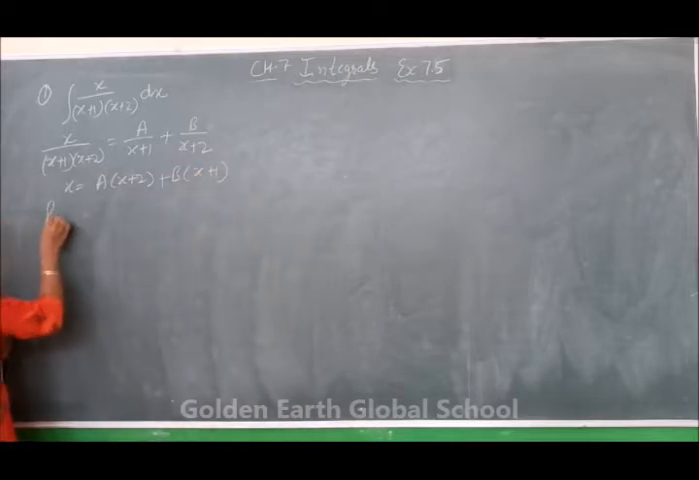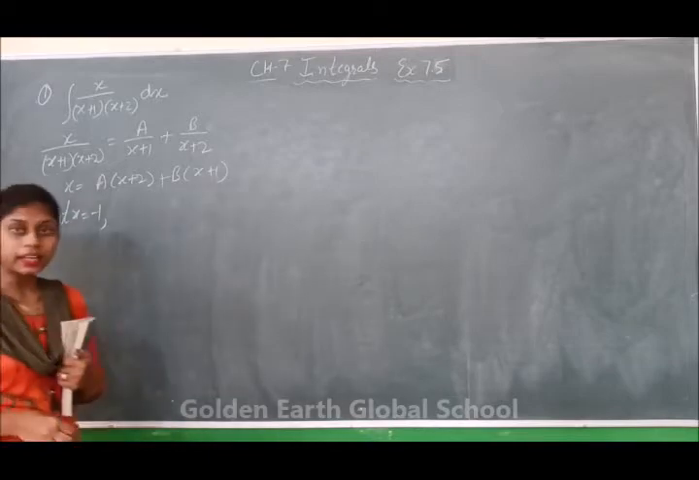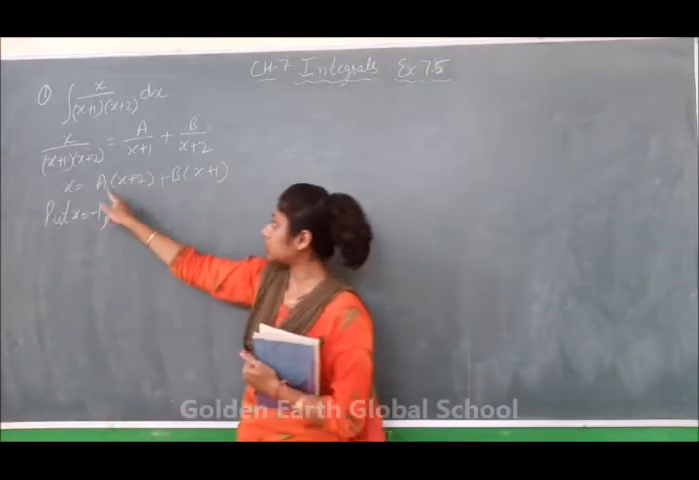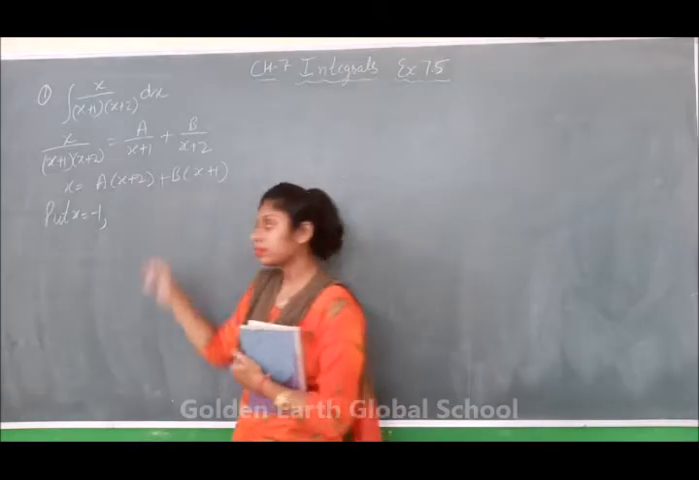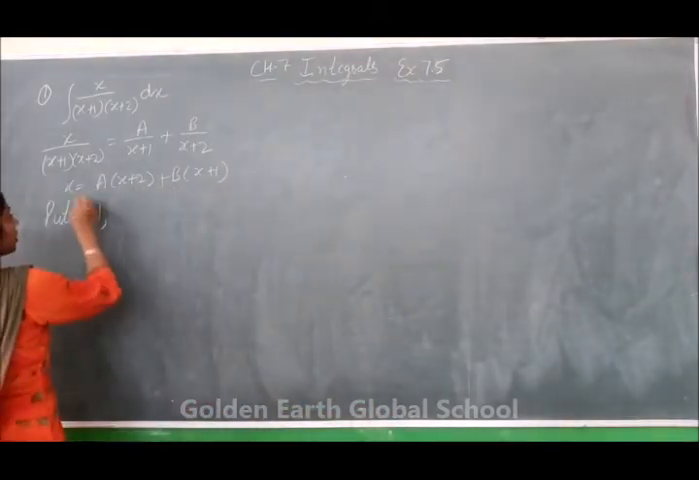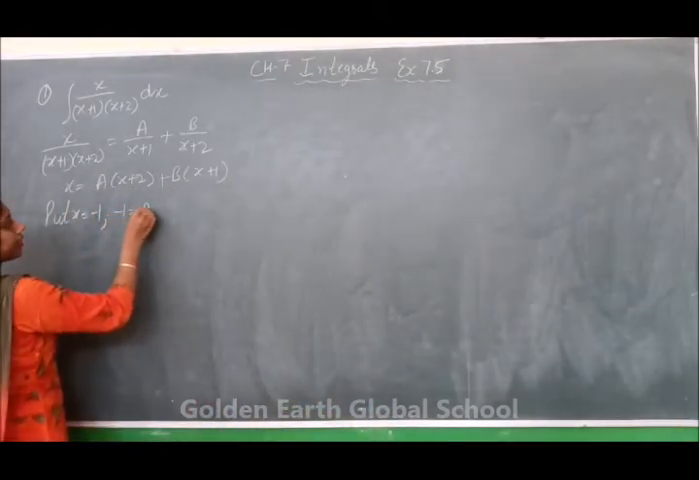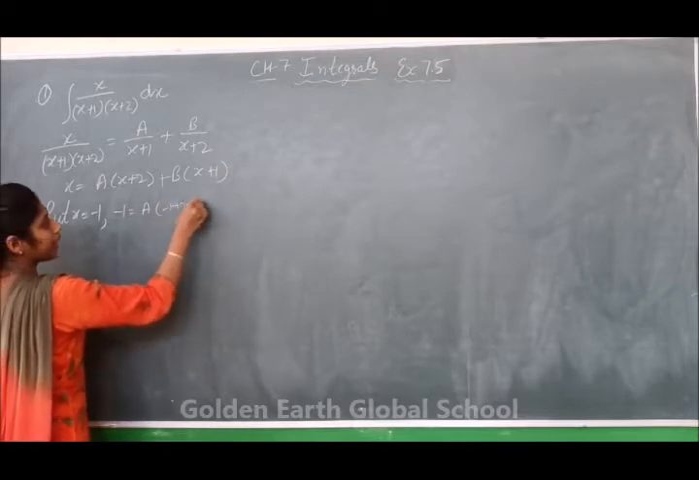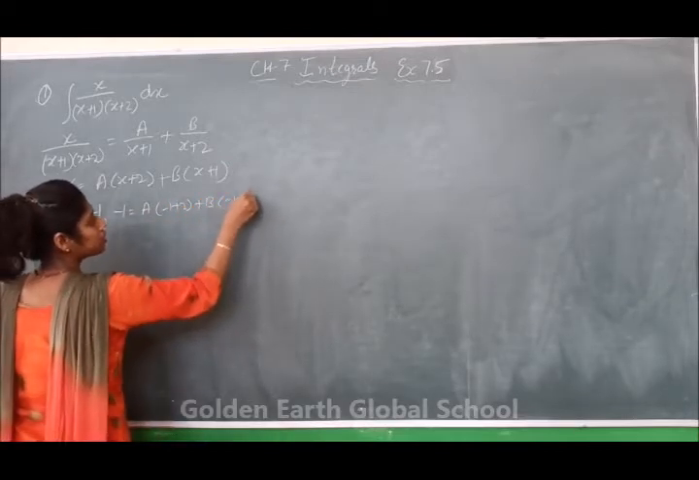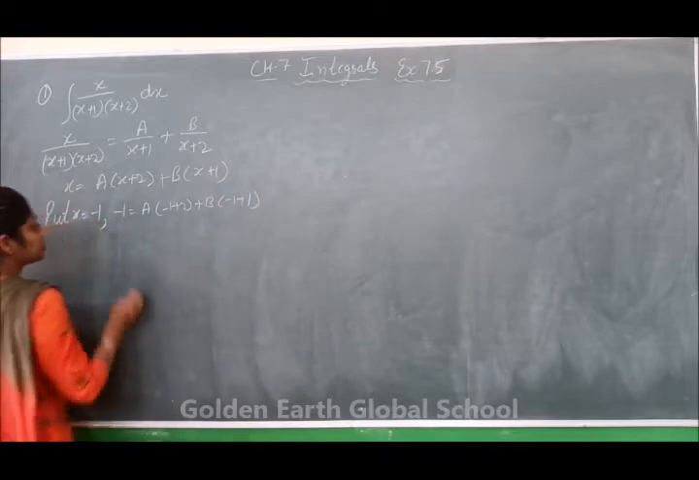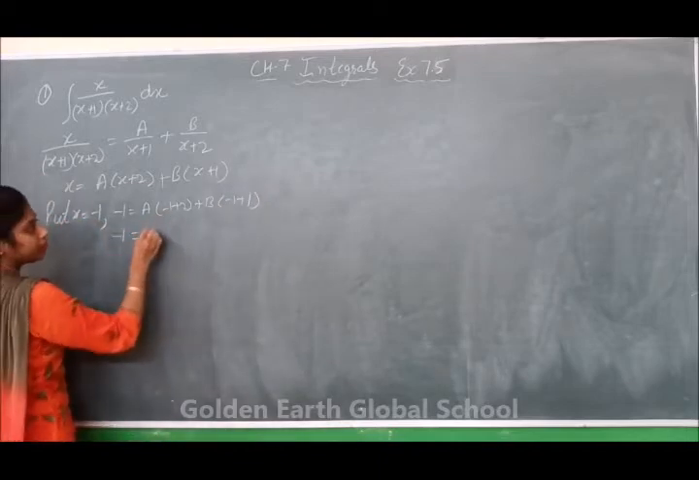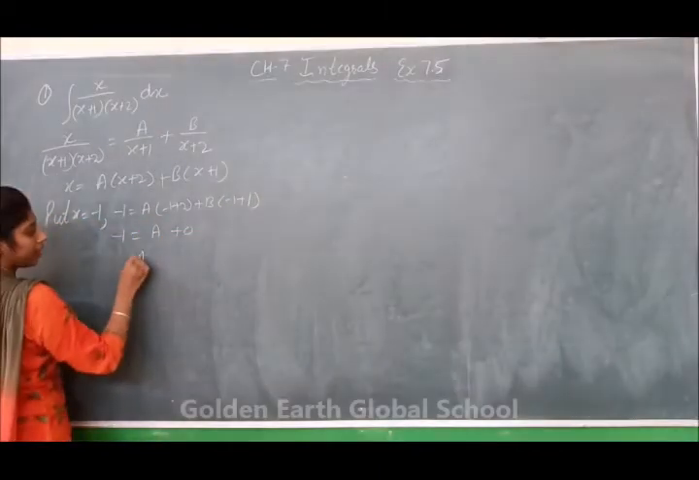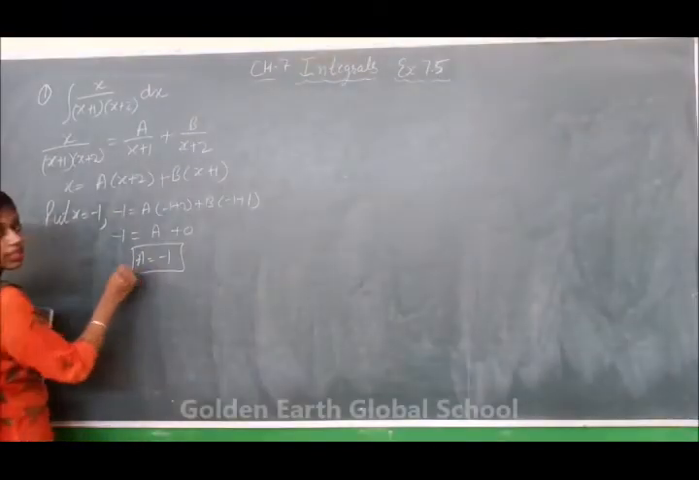Now put x equals to minus 1. We have to take any two values of x because there are two variables. X equals to minus 1. So left hand side minus 1, right hand side minus 1 plus 2, and this term will become 0. Minus 1 equals to 1a plus 0. So a is equals to minus 1.